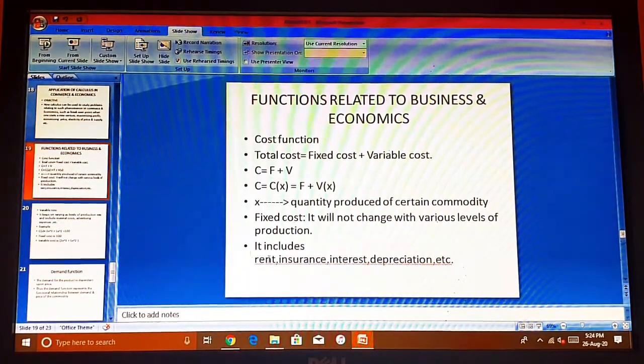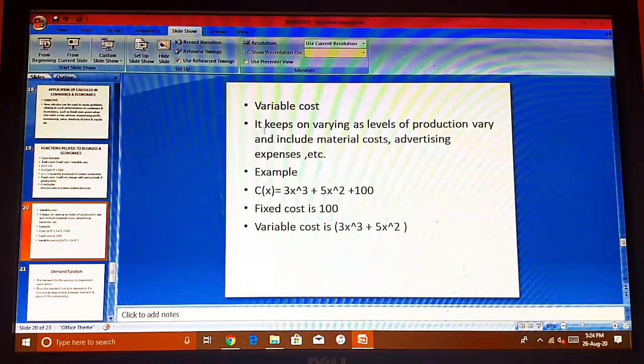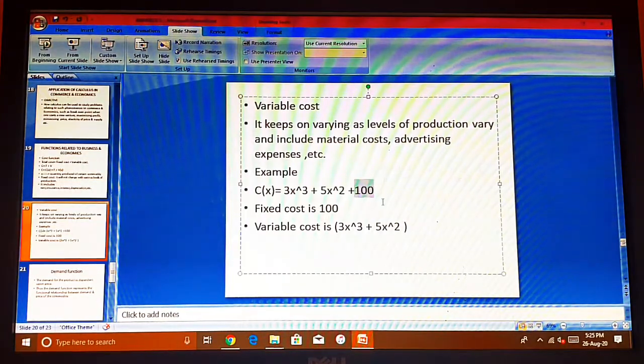Okay, and then I gave you some examples. Similarly, we discussed what the variable cost is. Examples are advertising expenses, material cost, labor cost. All these come under variable cost. And you also have the cost function. I have just given an example. If this is the cost function, your fixed cost will be 100, which is a constant term. Your variable cost will be this, right, students? So this is the perfect example for fixed cost and variable cost. The total cost is divided into two.